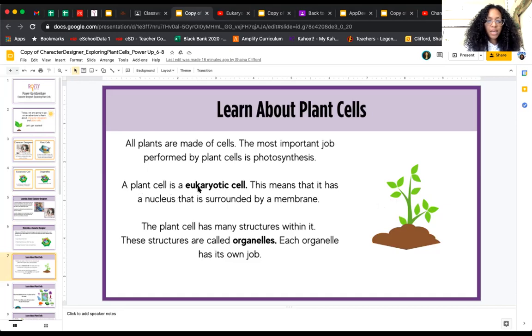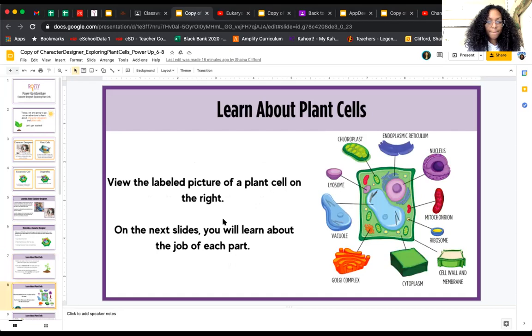A plant cell is a eukaryotic cell. This means that it has a nucleus that's surrounded by a membrane. The plant cell has many structures within it, and these structures are called organelles. Each organelle has its own job. You can view the labeled picture of a plant cell on the right-hand side. On the next slides and in a video, we're going to learn more about each of their jobs.